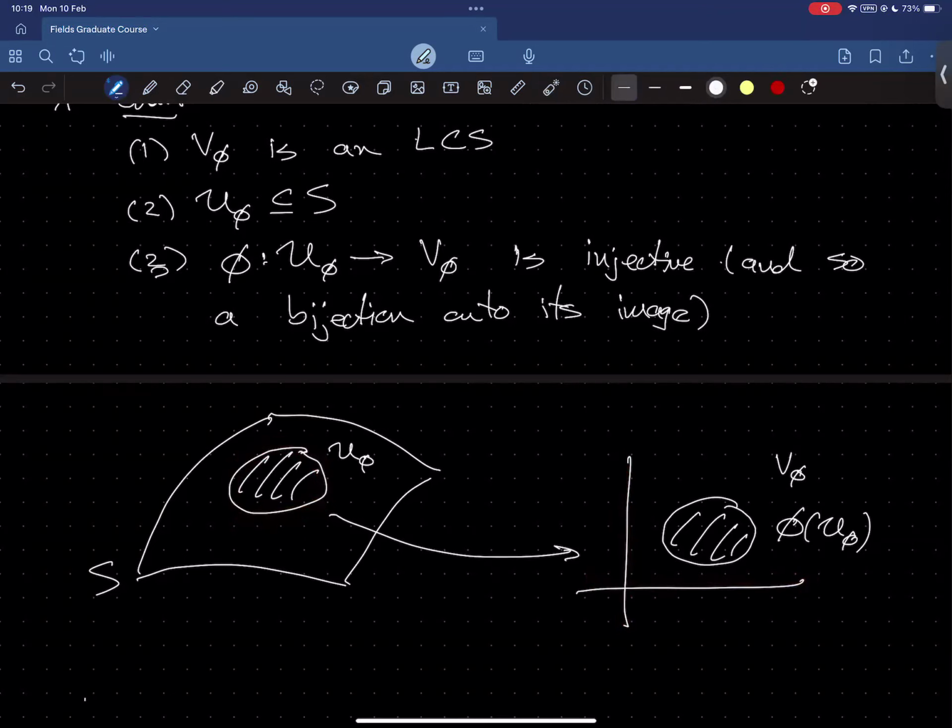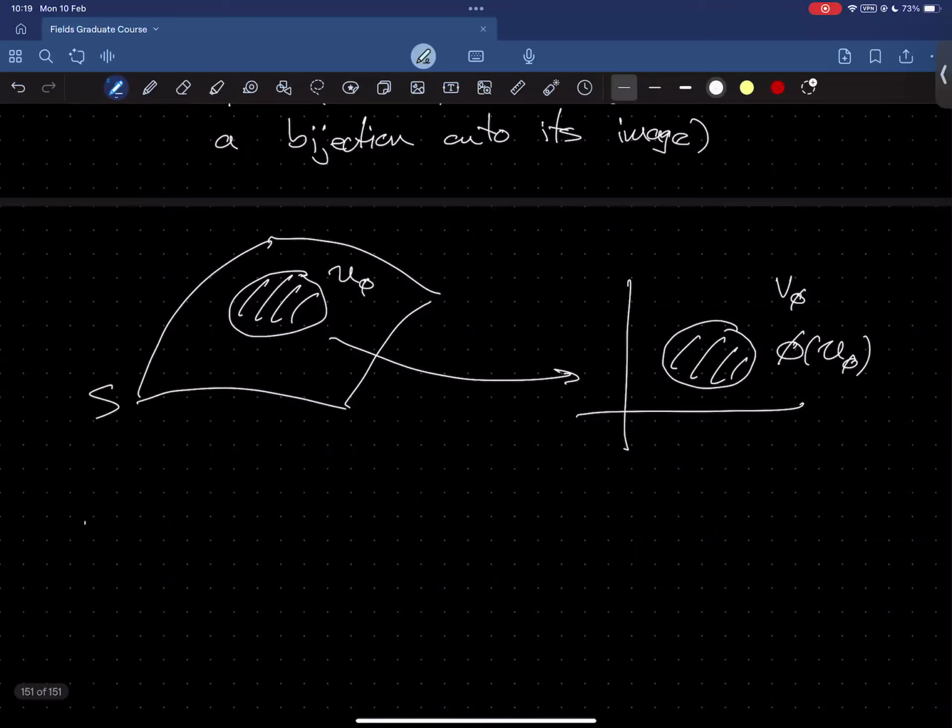Okay, so that's all a chart does. All right, so that's kind of the parameterization part. So now what you need to bookkeep is the part where, what if there are two charts?